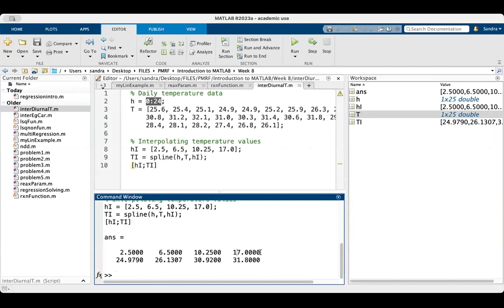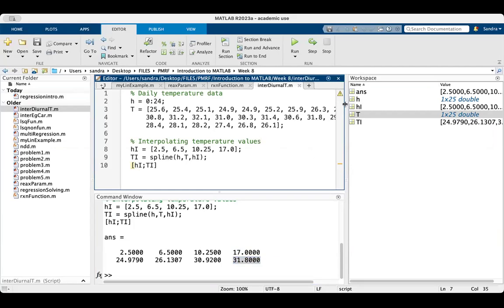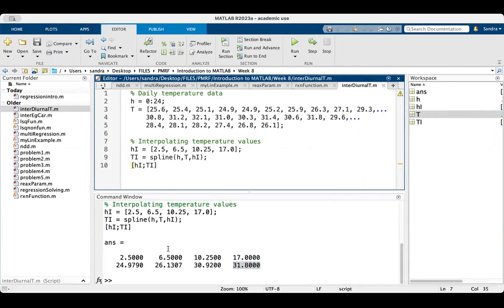Yeah, at the 17.5, 17th hour, you are getting 31.8 itself as the answer. So your interpolation is working fine. And you get the intermediate temperature at the intermediate hours. Any doubts? No, ma'am.